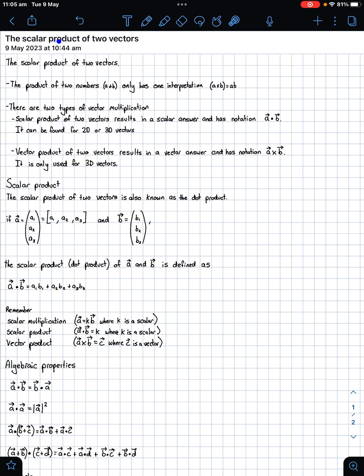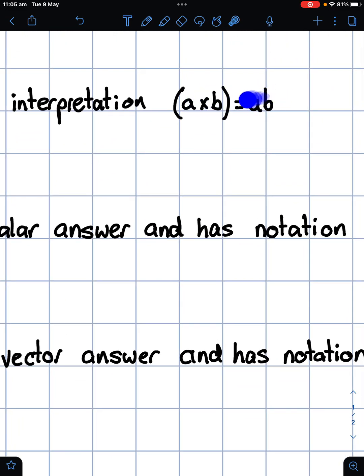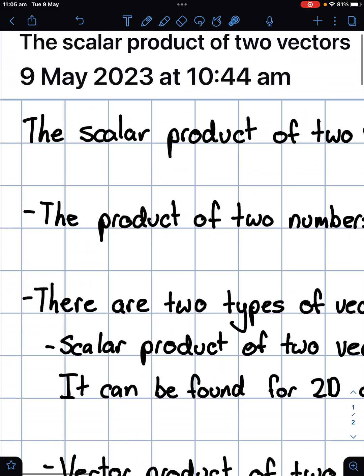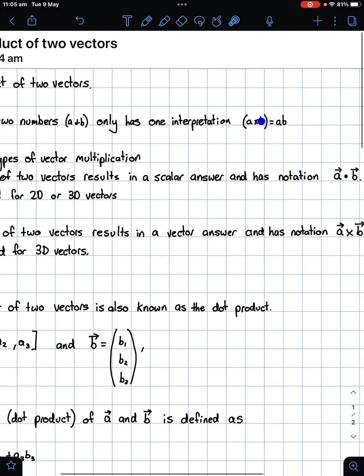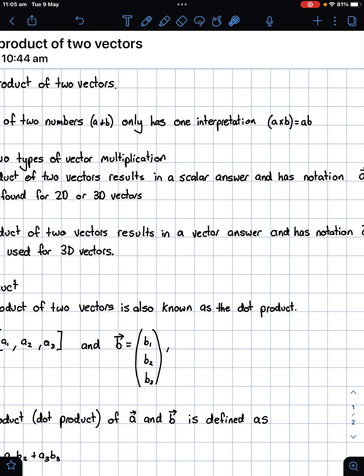The scalar product of two vectors is our next topic. The product of two numbers a and b only has one interpretation, a times b. This is what we've seen in numbers already. Similar to when we were doing vector algebra, we always want to show that our rules work for vectors. Unfortunately, this rule doesn't work for vectors.